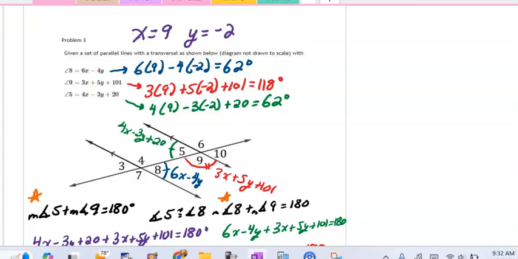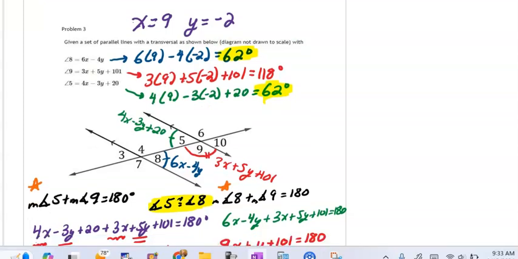And this is a nice little check because we should know that angle 5 and 8 are the same, because we talked about that earlier, that 5 and 8 are alternate interior angles, and I just highlighted that in yellow. And notice both of those angles are 62. And if you add 62 and 118, you get 180. So this is a nice way to check your answer.